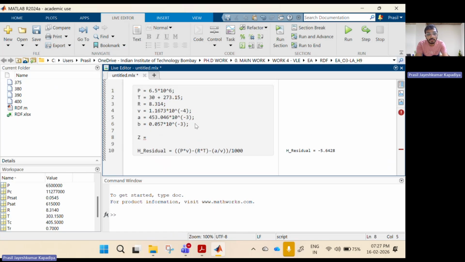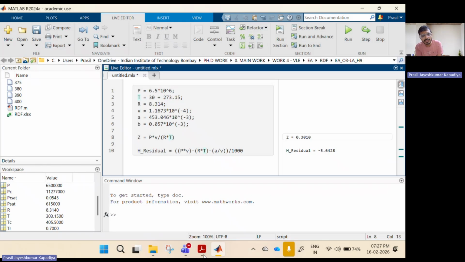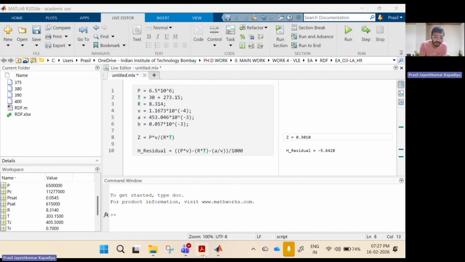So my Z will be equal to P into V divided by R into T. So my Z is coming out to be 0.30. So it is highly non-ideal gas. Whatever this gas is, ethylene gas, I guess it is said. Yeah, ethylene. So this is not ideal gas because Z is coming out to be very, very far from unity, 1. So that's why this is not an ideal gas.